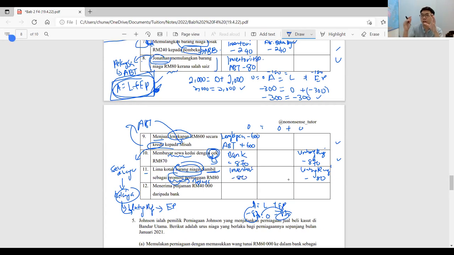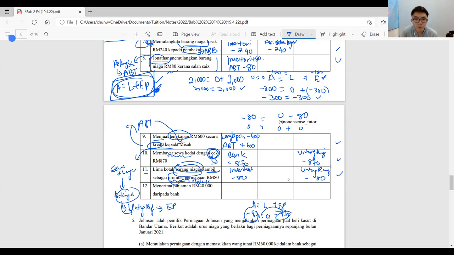5 kotak is already used. Inventory tolak, because you take the 5 kotak from your inventory, go and do promotion. Maybe you give free sample to the customer. All right? So that's how you record. Your inventory goes down. So when you do the balancing, minus 80, 0, minus 80. So it's balanced.